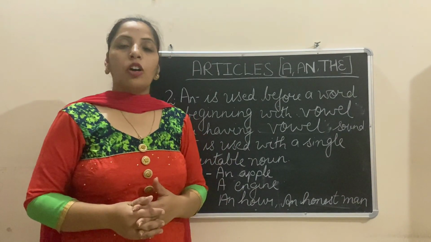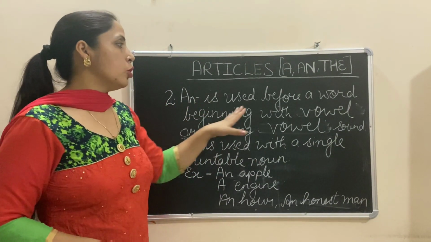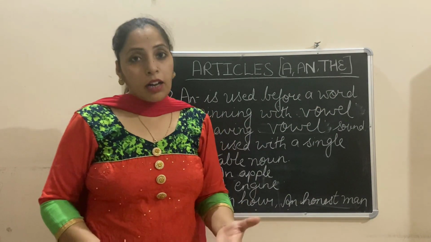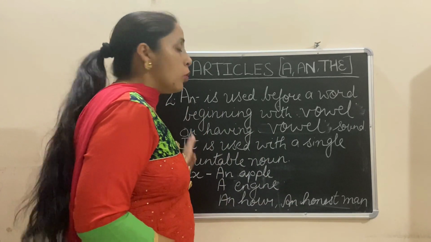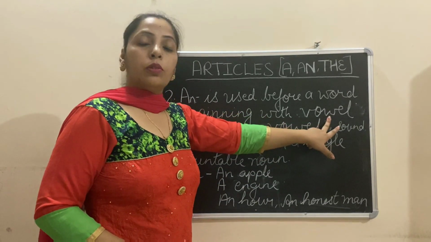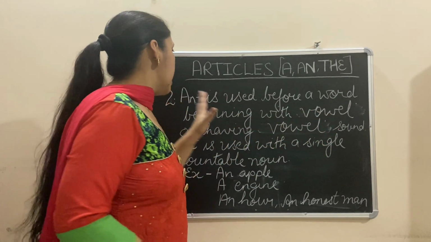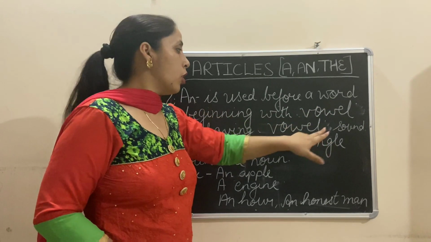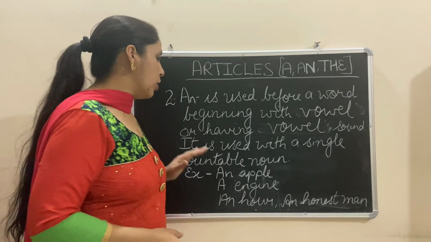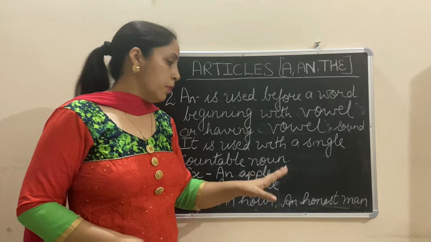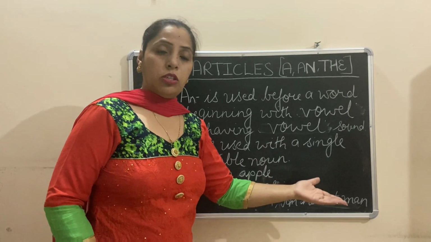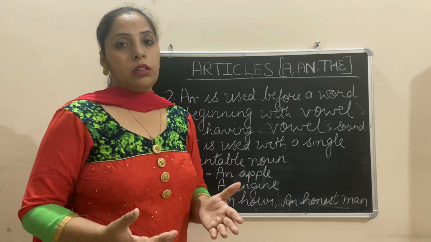Let's have a look at the usage of the article an. An is used before a word beginning with a vowel or having a vowel sound. Similarly to the article a, the same rules are followed for the article an, but the only difference is that the article a goes with a consonant, but the article an goes with a vowel or vowel-sounding words. It is an indefinite article, so it is also used with a single countable noun. For example, an apple. We cannot say an apples. We cannot use an article with plural nouns.